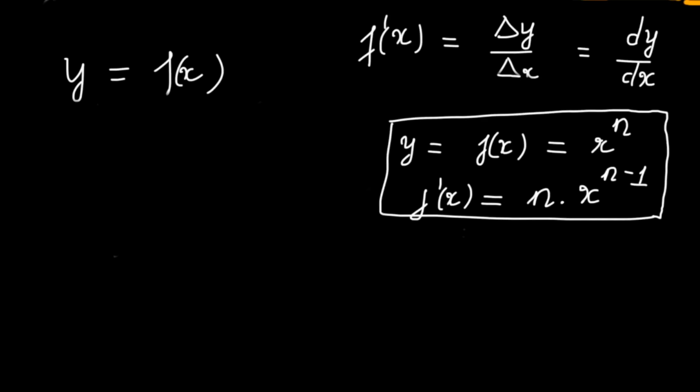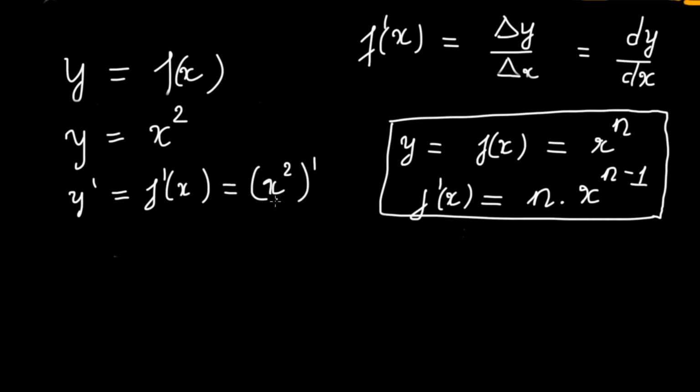Sometimes we need to find the derivative at a point. What do I mean by that? Let's work on this example. We have y equal x squared. First, we need to find the derivative of this function y equal f(x). y prime equal f prime of x equal x squared prime.